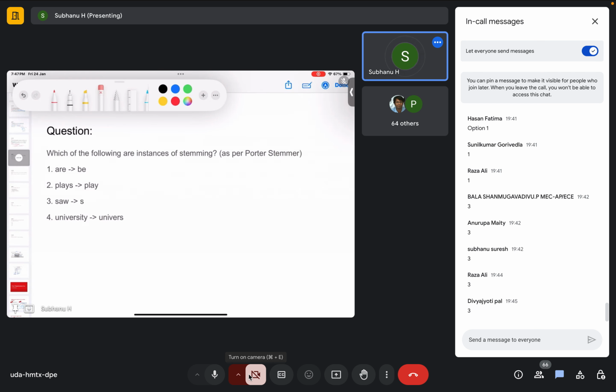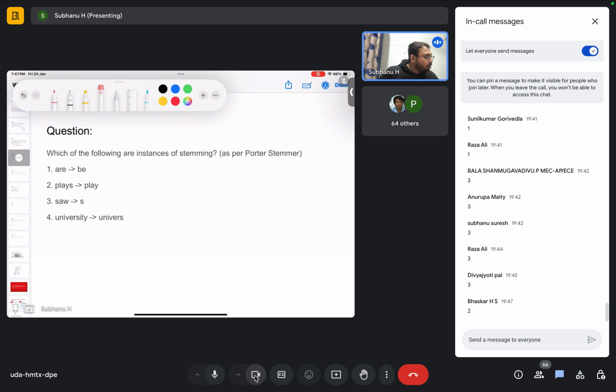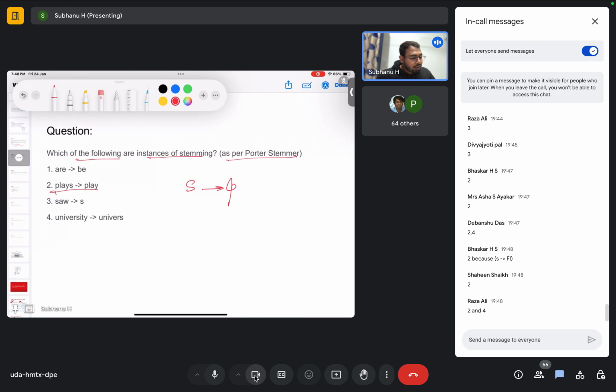So now the next question. Which of the following are instances of stemming? As for Porter stemmer, I think you have given the answer. Someone is saying 2. Okay, 2. So place, play. We have already seen that if this starts with S, it is 5. Yes, right. So 2 is the right answer.